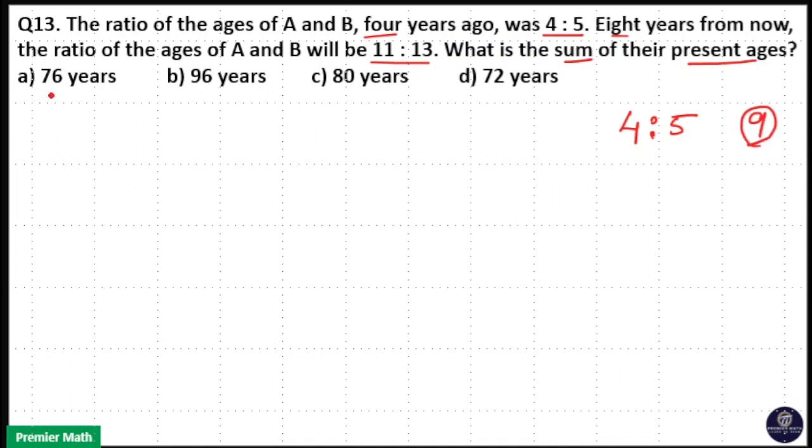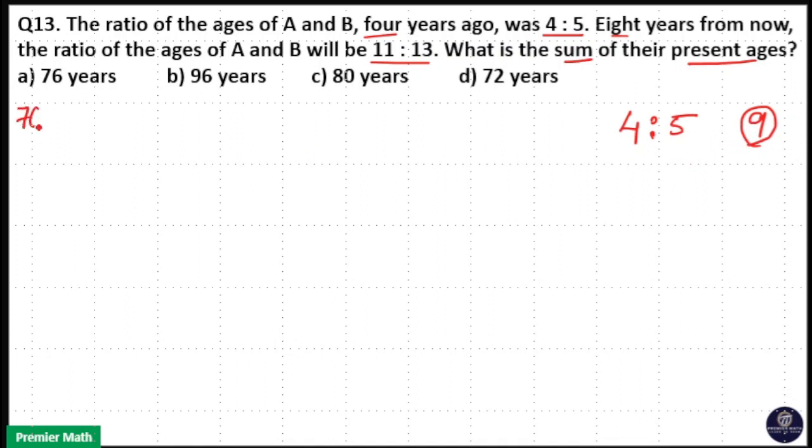Here, the options are the present ages, the sum of the present ages of A and B. So to get the sum 4 years ago, we have to subtract 8 years from the present sum. This is the present sum of ages of A and B. So we have to subtract 4 plus 4, 8 years from the present sum. Then you will get the sum of ages of A and B 4 years ago, and that will be divisible by 9.